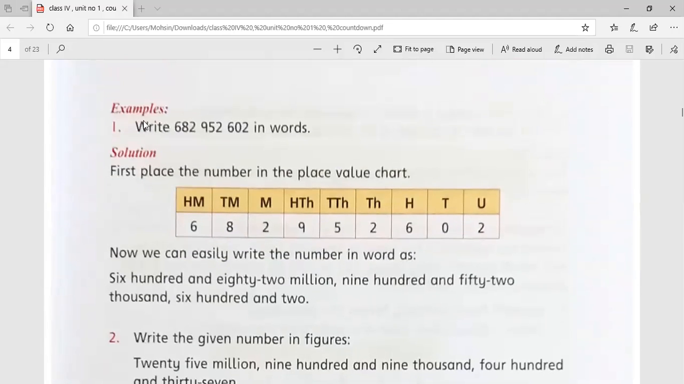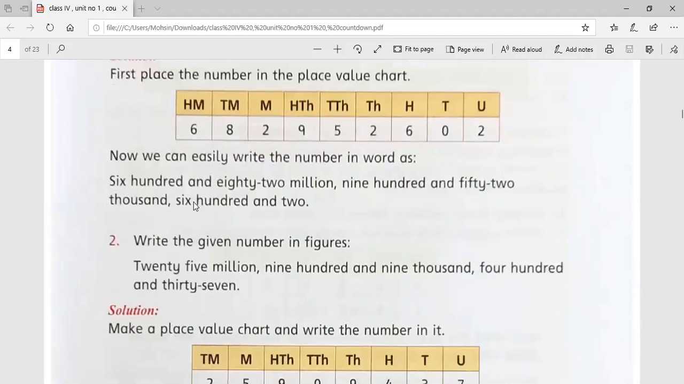Now in this Example 1, I'm going to read this again for you. They are saying write this value in words. Whenever we want to write the value in words, first we have to draw a place value chart. Place value chart means that you have to write unit, 10, 100, 1000, 10,000, 100,000, million, 10 million, and 100 million. It's up to the question's demand how many you have to write.